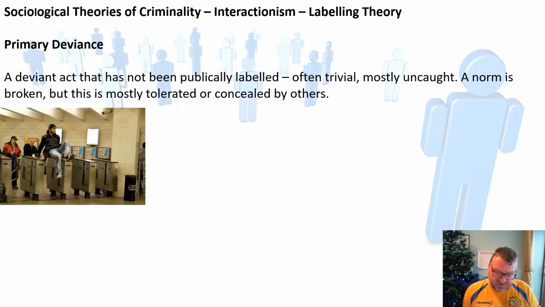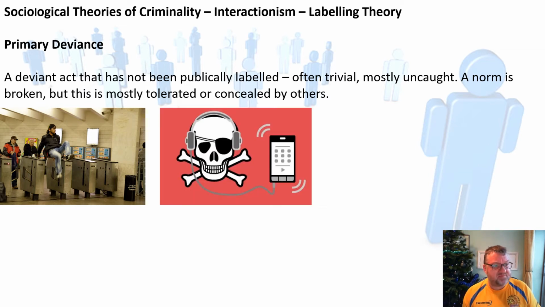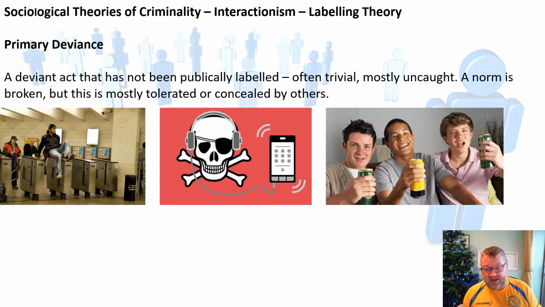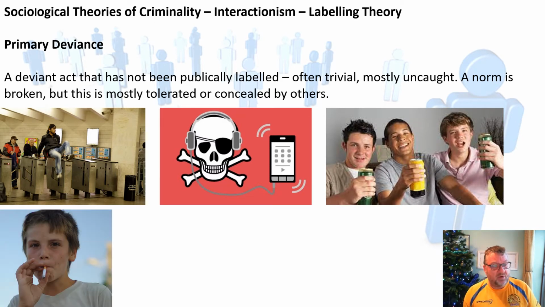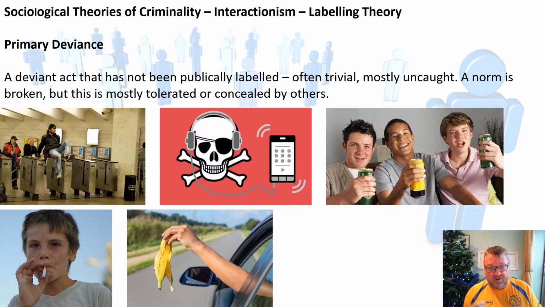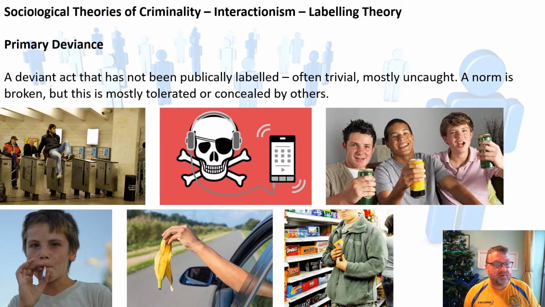So examples of this might be things like queue dodging, not paying the fare on a bus, downloading music illegally, teenage drinking underage, teenagers smoking underage, littering, or perhaps shoplifting to a certain extent. So it's that idea that these are trivial crimes, mostly don't get punished, and they're sort of tolerated, or if they go on, people don't really talk much about it. So that's primary deviance.